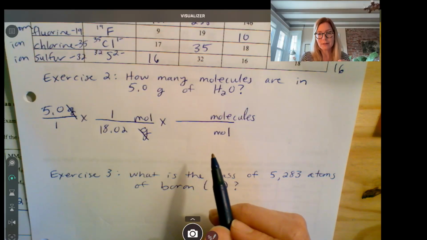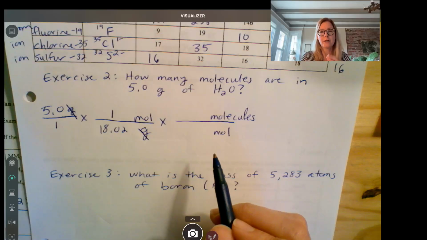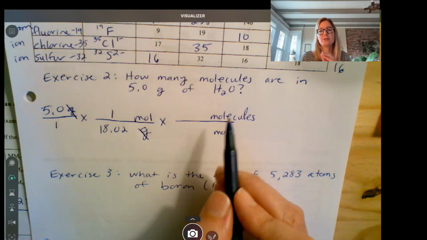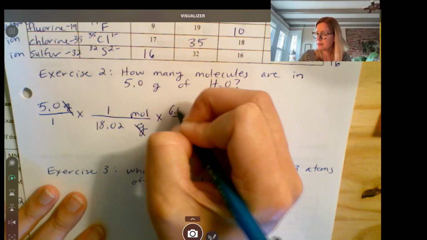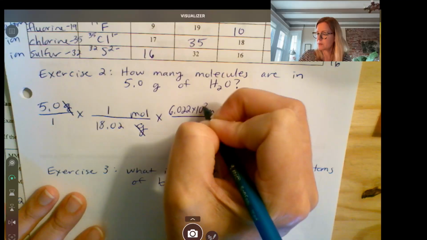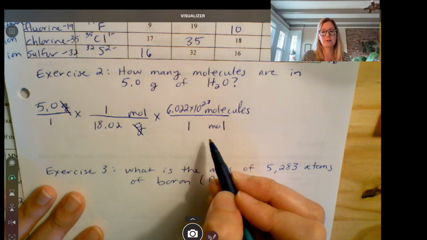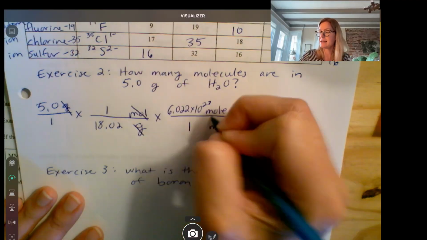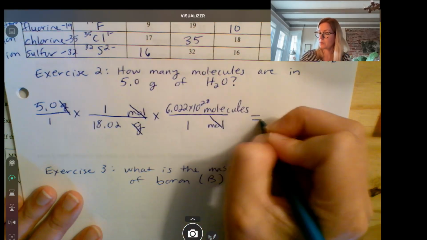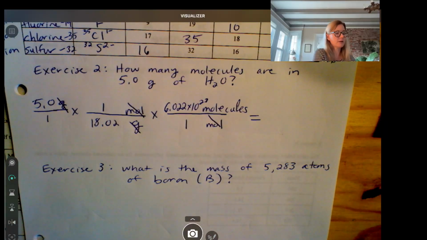Avogadro's number is the number of particles in 1 mole. So Avogadro's number goes with molecules: 6.022 times 10 to the 23rd molecules for every 1 mole. That's the number of molecules in a mole. So moles can cancel and we're left with molecules, okay? So just multiply straight across the top.